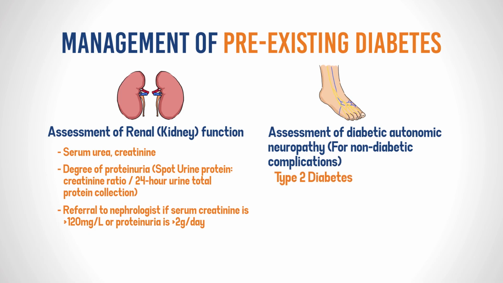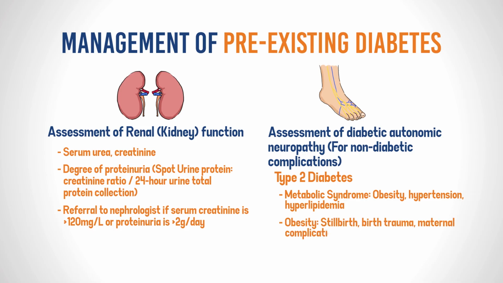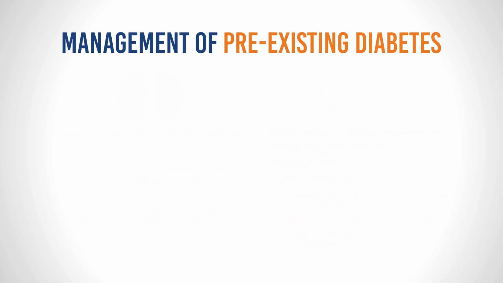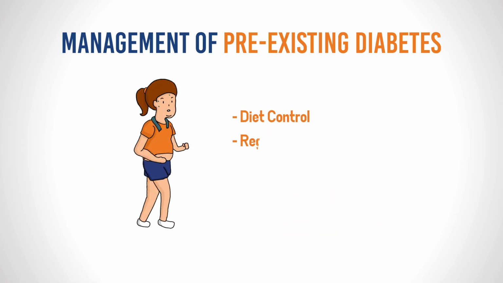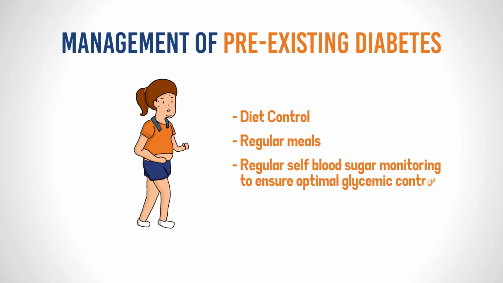Women with type 2 diabetes are more likely to harbor features of metabolic syndrome such as obesity and hypertension. Obesity in particular can lead to further complications throughout the pregnancy. Weight reduction and optimization of body mass index in obese women prior to pregnancy would reduce risks of these complications.